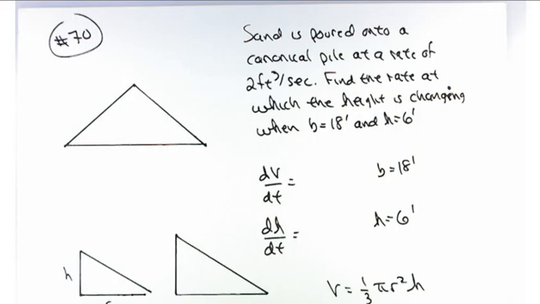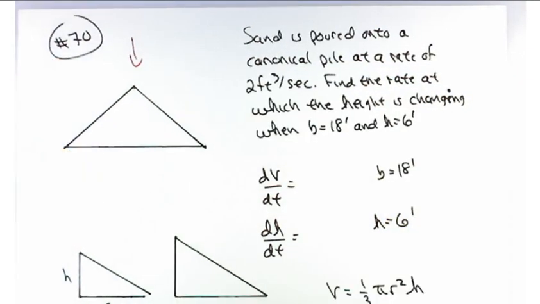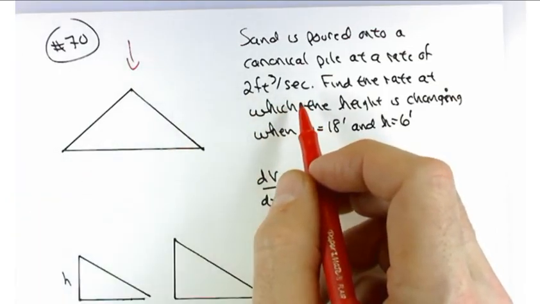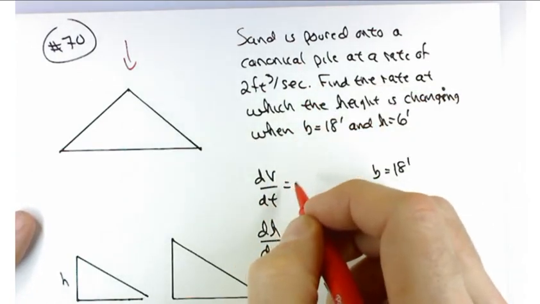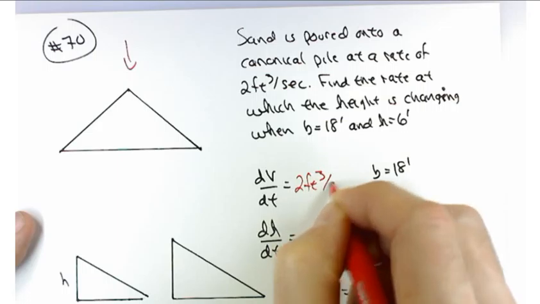So let's take a look at problem number 70, the last one on our review. And here it is, kind of written by hand, but we're pouring sand onto a conical shaped pile at a rate of 2 cubic feet per second. Now what that's going to do is it's going to change the volume. So dV/dt is 2 cubic feet per second.